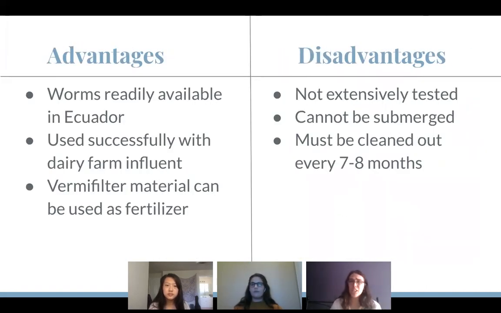Some of the advantages of this system is that worms are readily available in Ecuador. These systems have also been used successfully with dairy farm effluent, and there are some dairy farms in the Churubusco area. The vermifilter material on top can also be used as a fertilizer, and it's been shown to be better than chemical fertilizers. Some of the disadvantages are that the system isn't extensively tested. The worms cannot be submerged, so if too much effluent is applied and they don't get a dry period, or if there's a heavy rain, or if there's any kind of flooding, they will all die. And lastly, the vermifilters must be cleaned out every 7 to 8 months. The top layer has to go because there's just too many worms, too many have died, things like that.